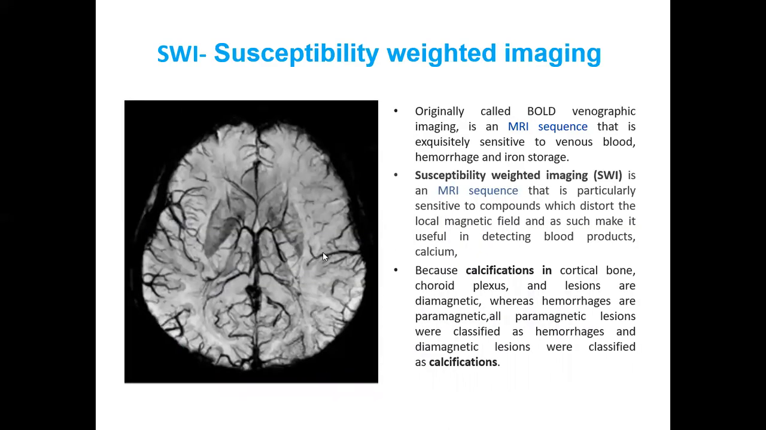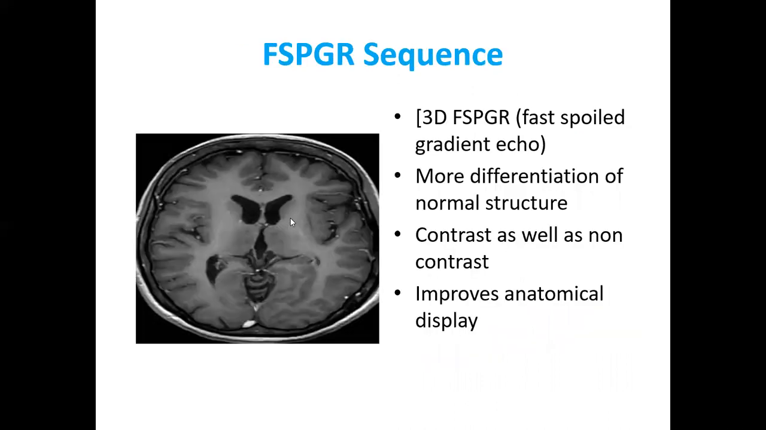Another image is called susceptibility weighted image. In susceptibility weighted image, if you want to see any bleeding or calcification, this is the best sequence to analyze. Calcification of cortical bone and choroidal lesions are diamagnetic, whereas hemorrhages are paramagnetic. All paramagnetic lesions are classified as hemorrhages, and diamagnetic lesions are classified as calcifications. So if you want to see calcification or hemorrhage, a susceptibility weighted image is better.